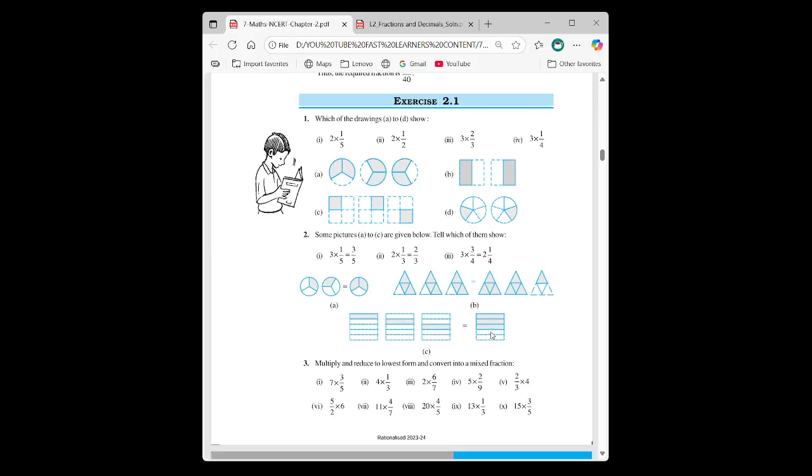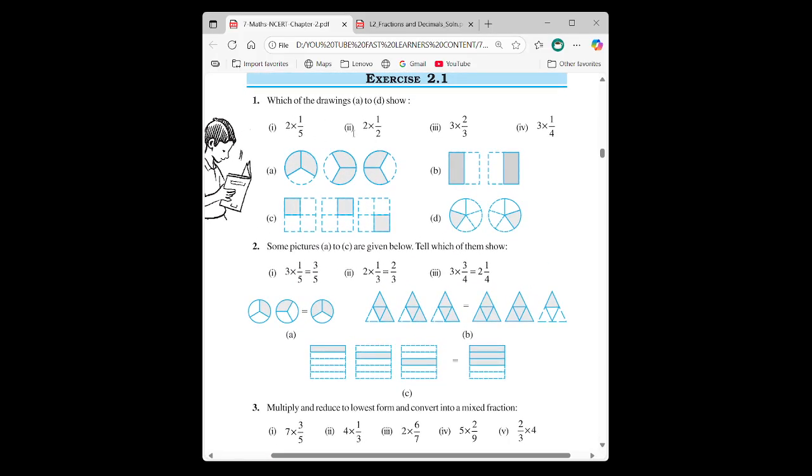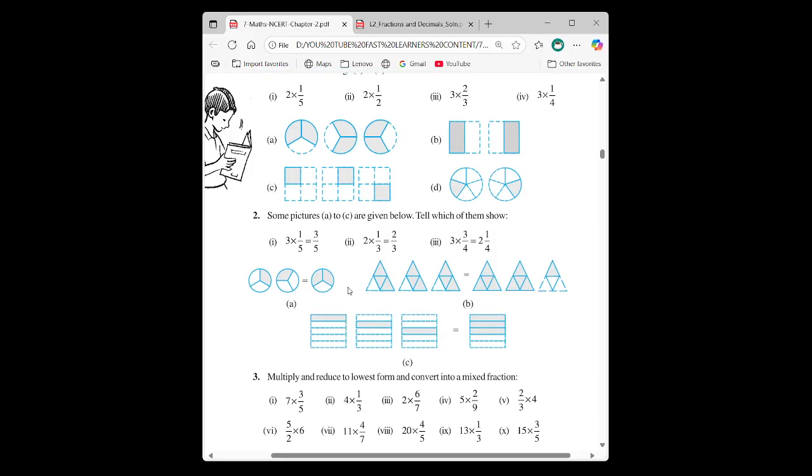Now let us start with 2.1. Here 2 times 1 upon 5, they have given you the drawings. So you check this, where can you see 2 times 1 upon 5? So this is actually 2 out of 3, this is 1 out of 2, this is 1 out of 4, and these are 1 out of 5. So 2 times 1 upon 5 is this one, D. And then same way you can continue with this, 2 times 1/2, where is 2 times 1/2 given? This one.